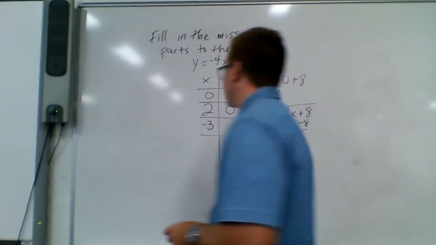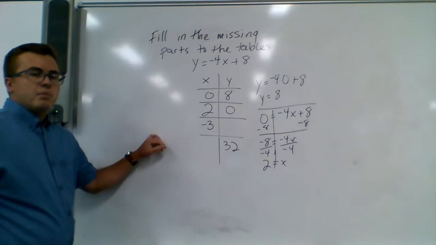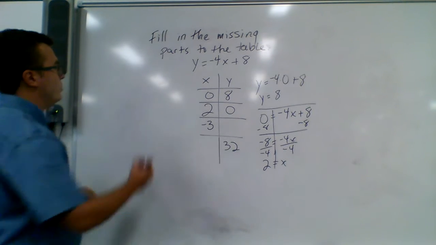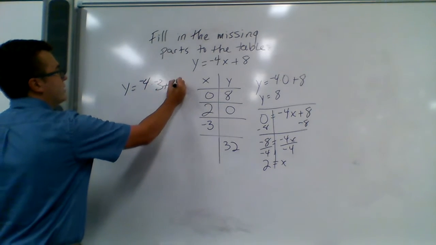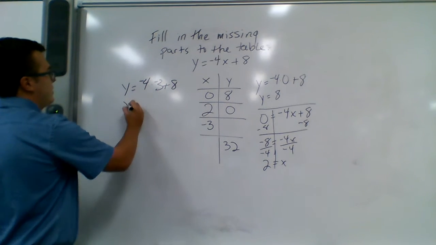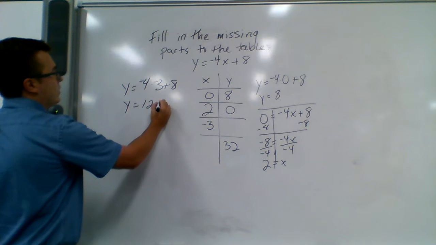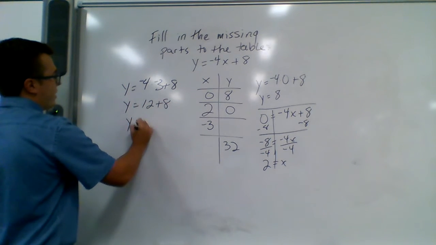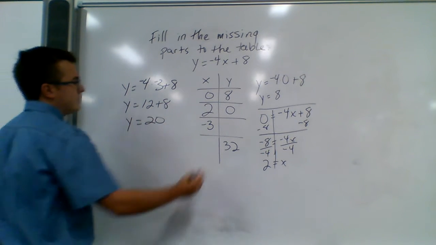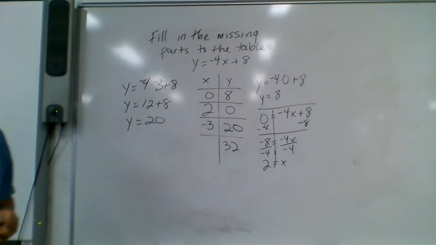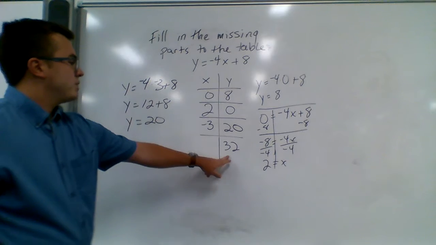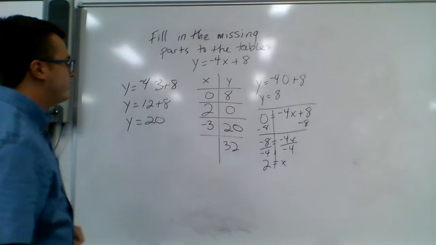All right, I'm going to do the next two over here. I'm going to input negative 3. So y equals negative 4 times negative 3 plus 8. Y equals 12 plus 8. So y equals 20. All right, and then the last one down here, we've got an output of 32.